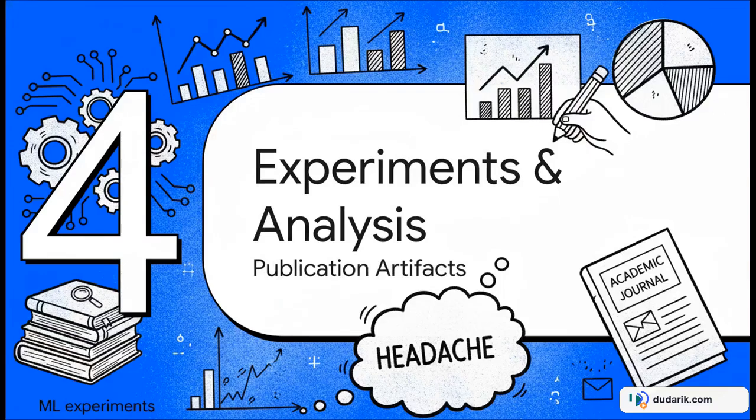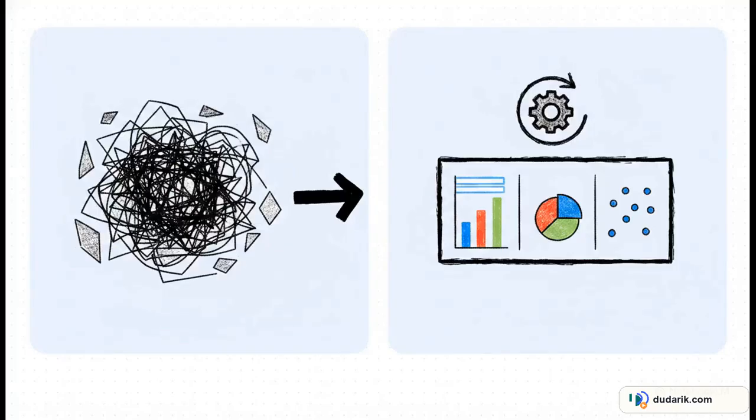Moving on to part 4, experiments and robust analysis, generating publication-ready artifacts. Because once your literature is sorted and your ML experiments are running, we hit the next huge bottleneck. And that headache is usually analyzing the data and generating figures that actually look good enough for a journal. To solve this, claude-scholar includes a built-in Python package called pubfig.